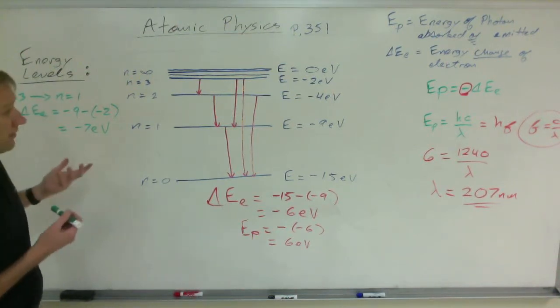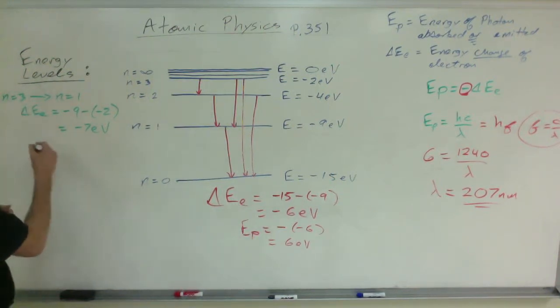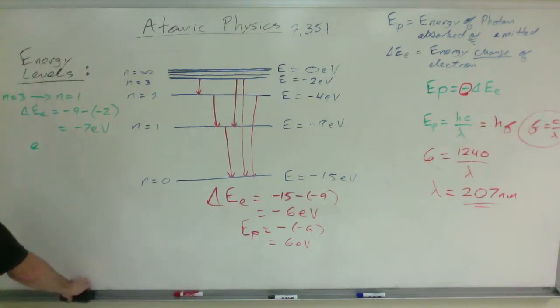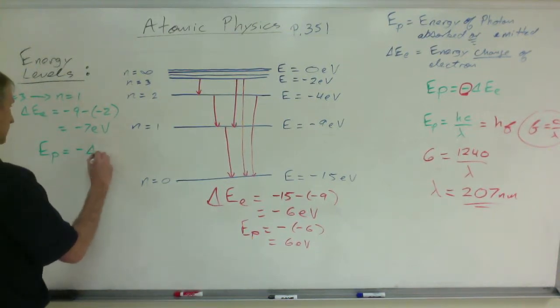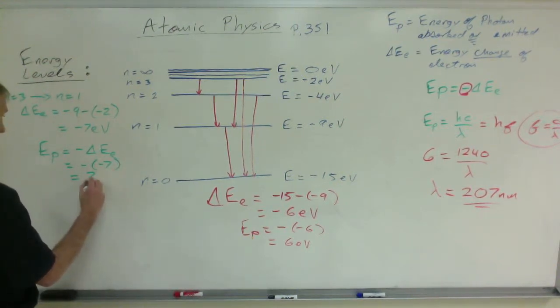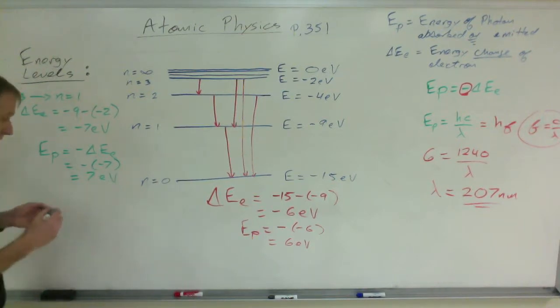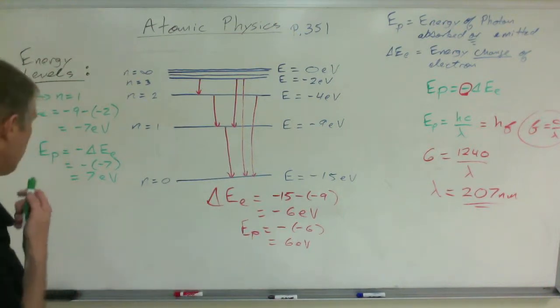When you have a change in energy, the energy goes somewhere. So what's the energy of the photon given out? The energy of the photon is minus the change in the energy of the electron. So that's going to be minus negative 7, which is 7 electron volts. And then you can calculate the wavelength of that.